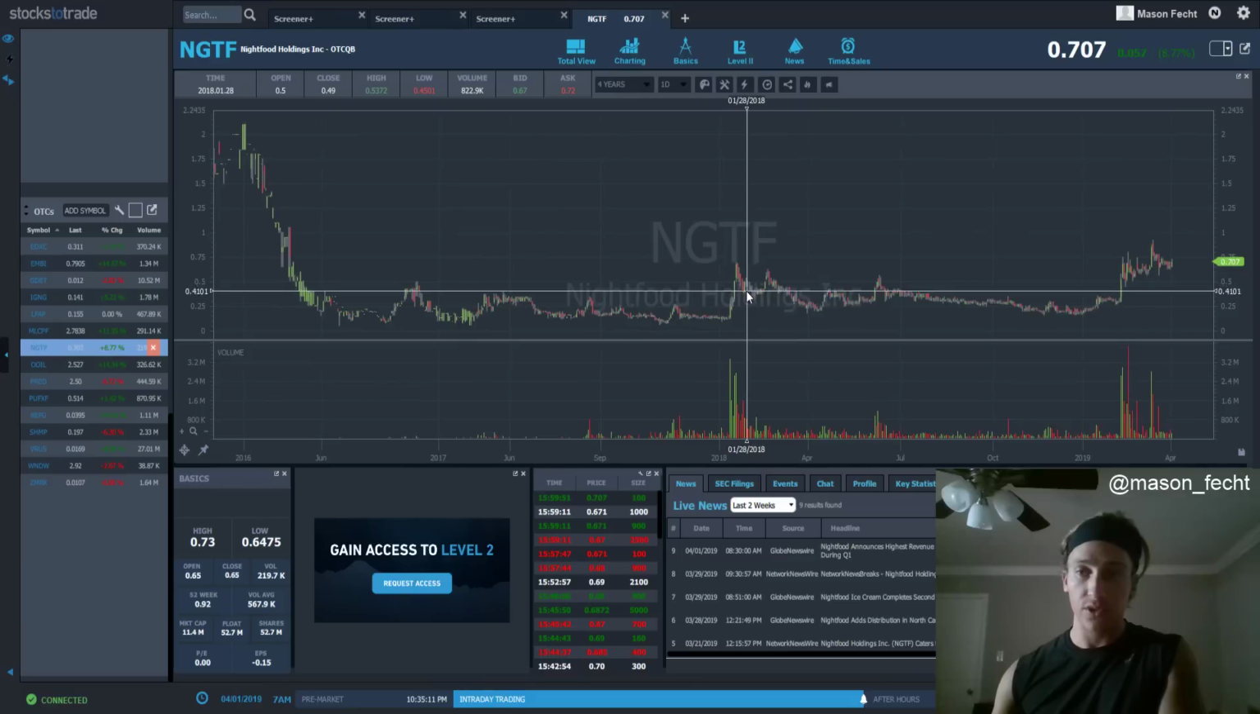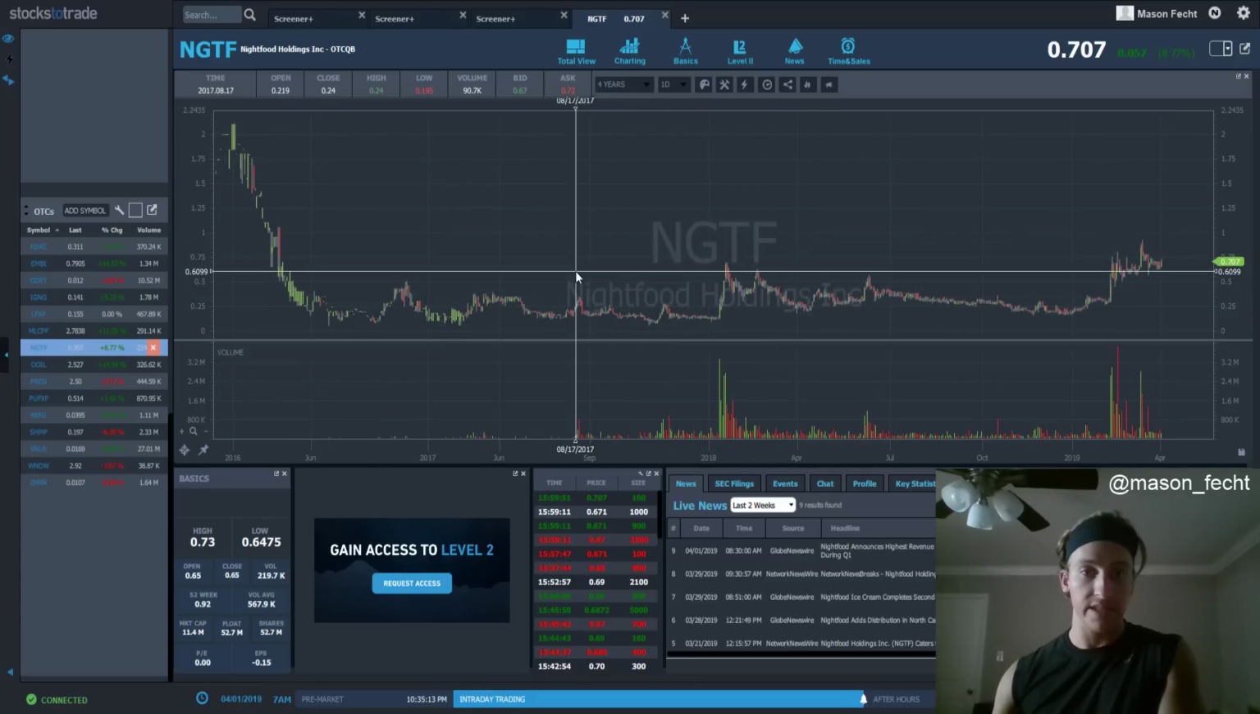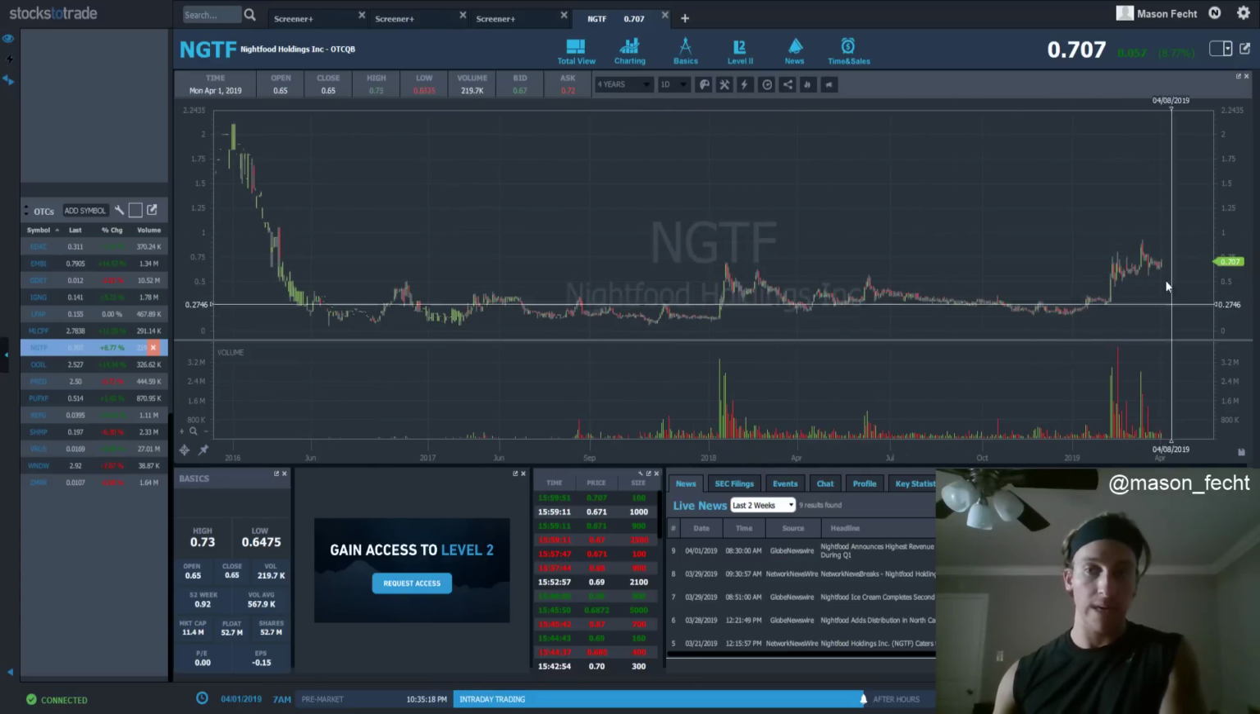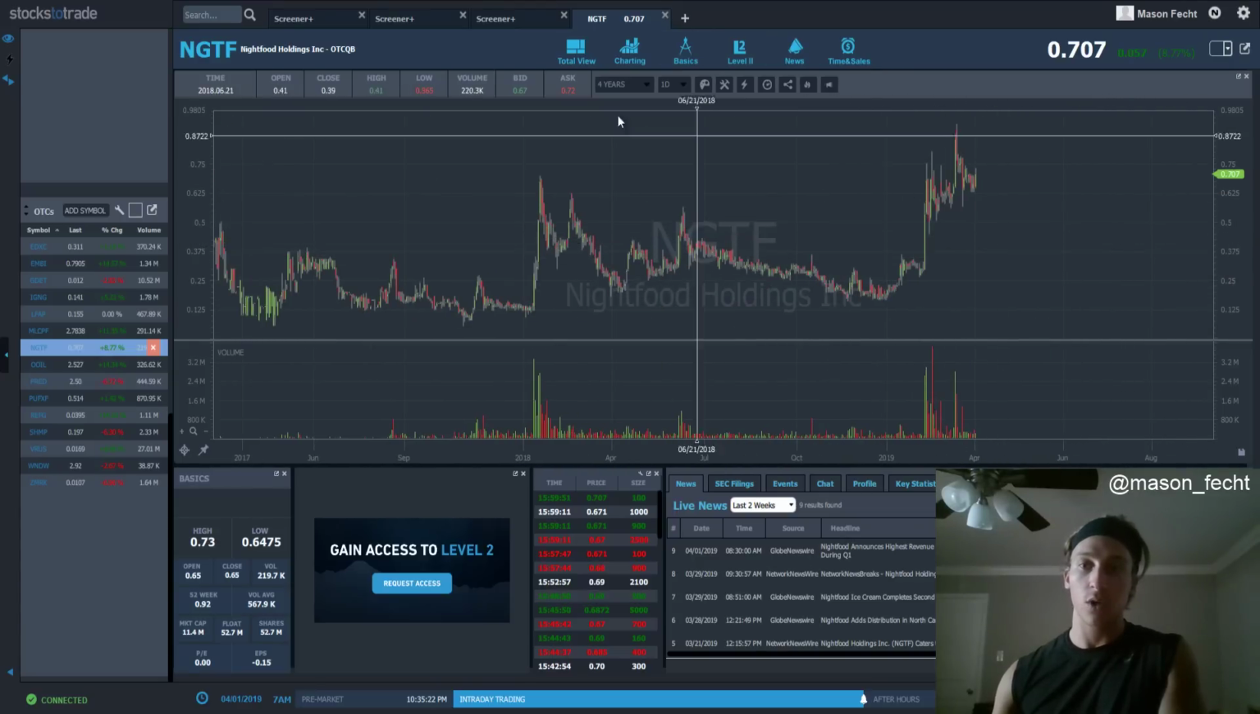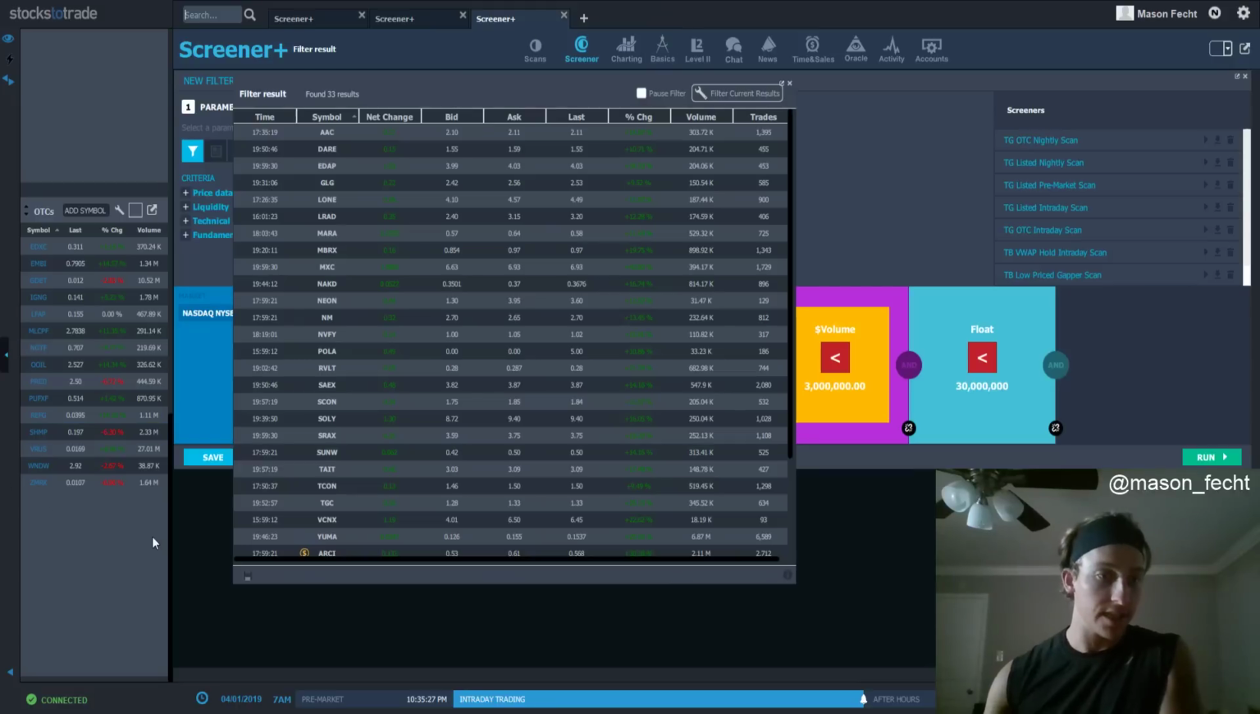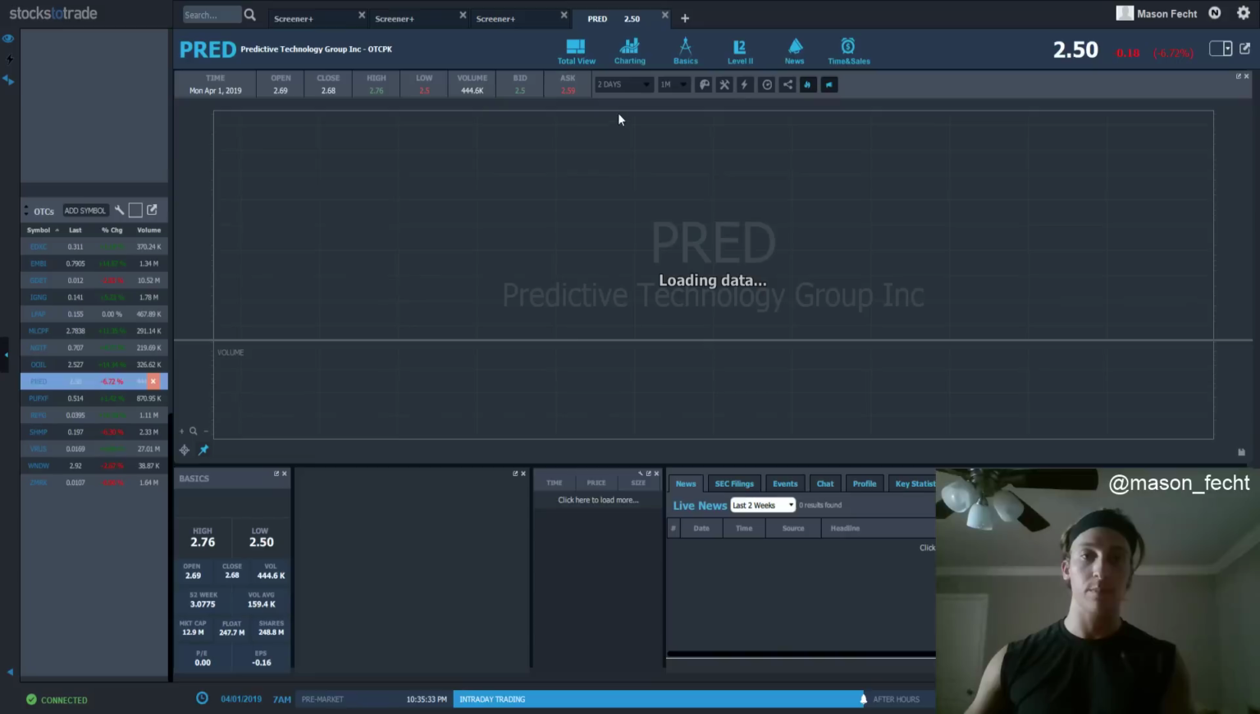I know it's a former supernova. I mean, it was breaking out, that was a multi-year breakout right there, and it failed, so that sucks. But because it hasn't gotten crushed too bad, I'll keep it on my secondary watch list for a while and see if it can get some volume and start hitting new highs. OOIL, we already established earlier that was on my secondary watch list.